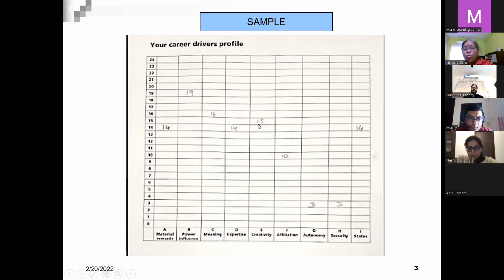Creativity. A guy who has a very high score here, he wants to be creative, innovative. He doesn't want to do the same routine thing, etc. And if he continues to do that a year or two, then he will quickly get bored and you will see that there's a drop in his productivity. So the first thing the boss should actually understand is, hey, what is his career driver? And then check on and match with it.